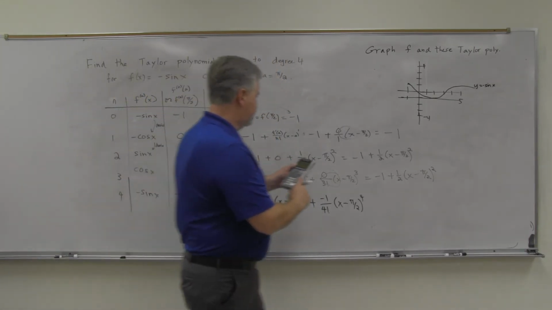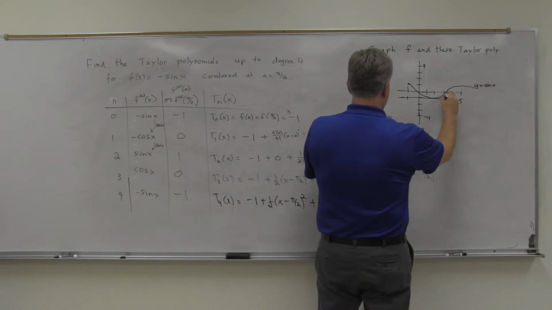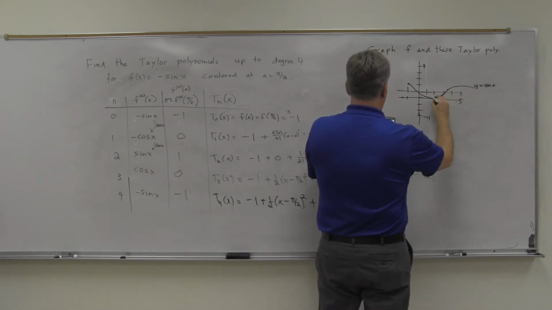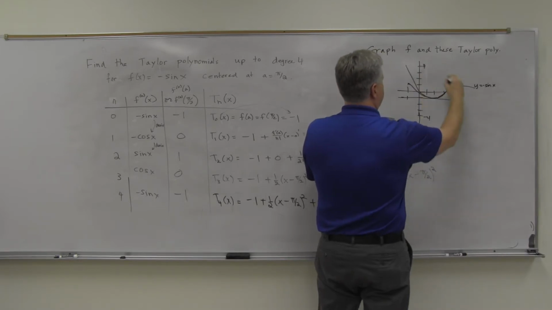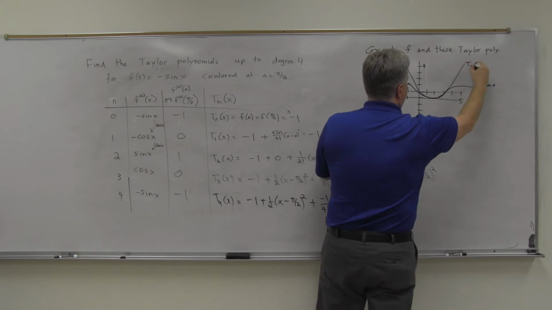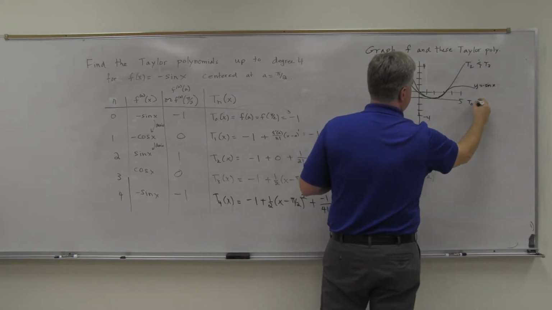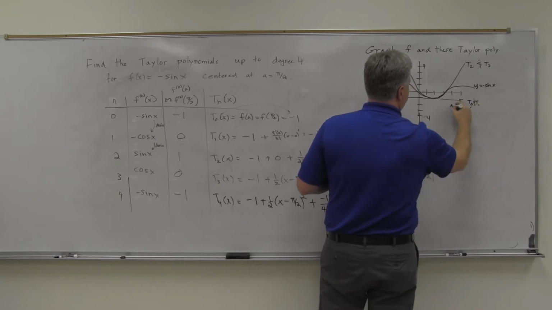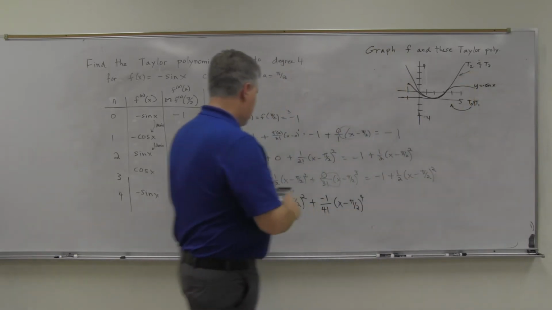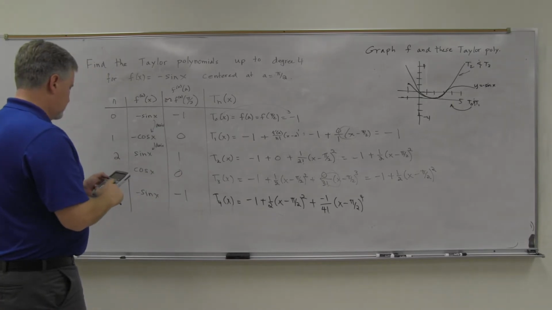T2(x), all right, so that does a little better because it does real good, like from here to here. Really matches up. Kind of veers off there. So this is T0 and T1 right here. And then last but not least, T4.